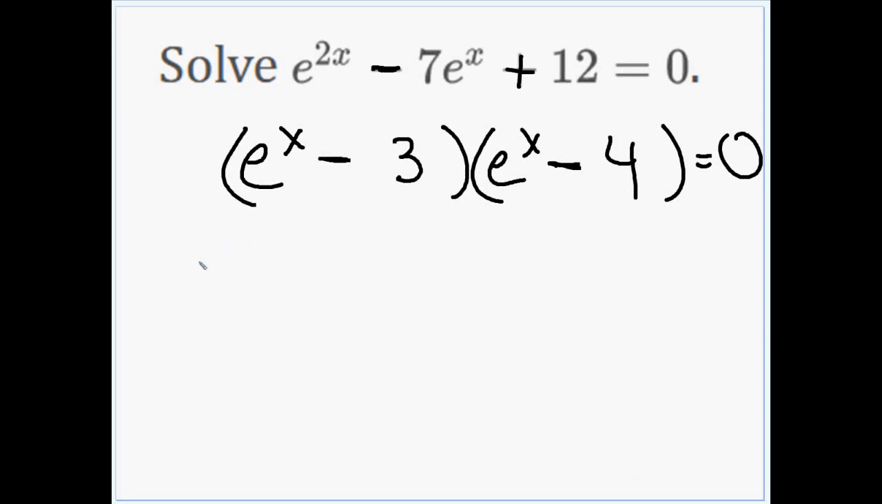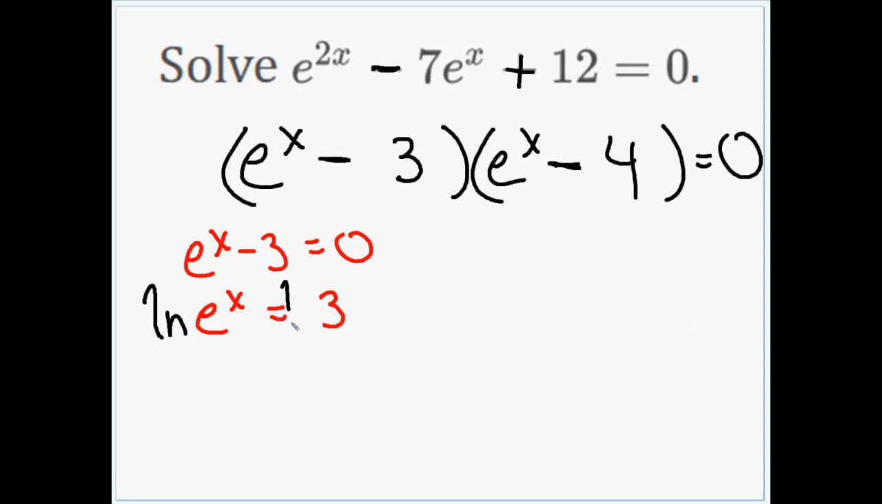Okay, set each of these to 0. e to the x minus 3 is equal to 0. We can add 3 to each side. e to the x is positive 3. And then we're going to natural log each side. So now we get x equals the natural log of 3.